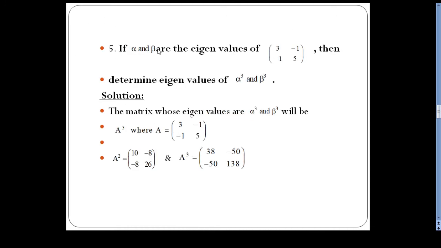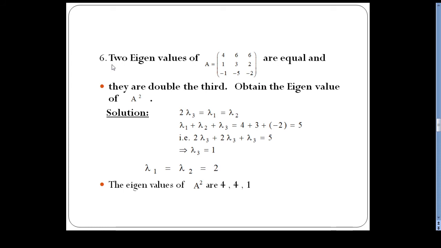If alpha and beta are the eigenvalues of the matrix 3, minus 1, minus 1, 5, then determine the eigenvalues of alpha cube and beta cube. So here the matrix A was given. The matrix A has eigenvalues alpha and beta. I want to find alpha cube and beta cube, so we can write that they will be the eigenvalues of the matrix A cube. So as you already know A, find out A square, then find out A cube, that is A square into A.